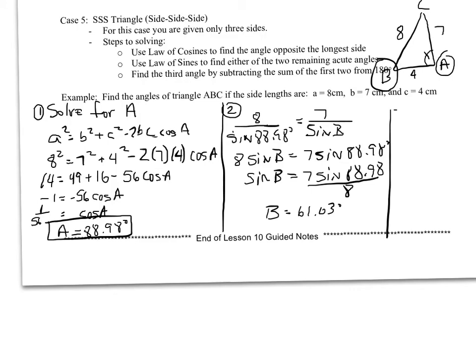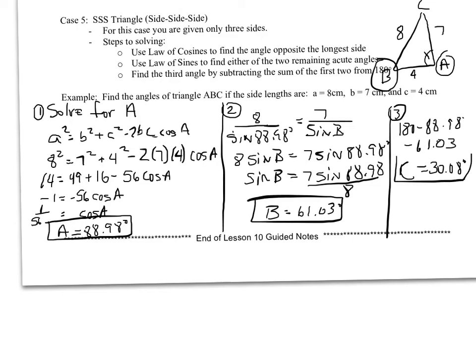And then the third angle we will find by taking 180 minus 88.98 minus 61.03. And so angle C is going to equal 30.08 degrees. So those are our 3 angles that we need to find when we're given the side-side-side configuration.